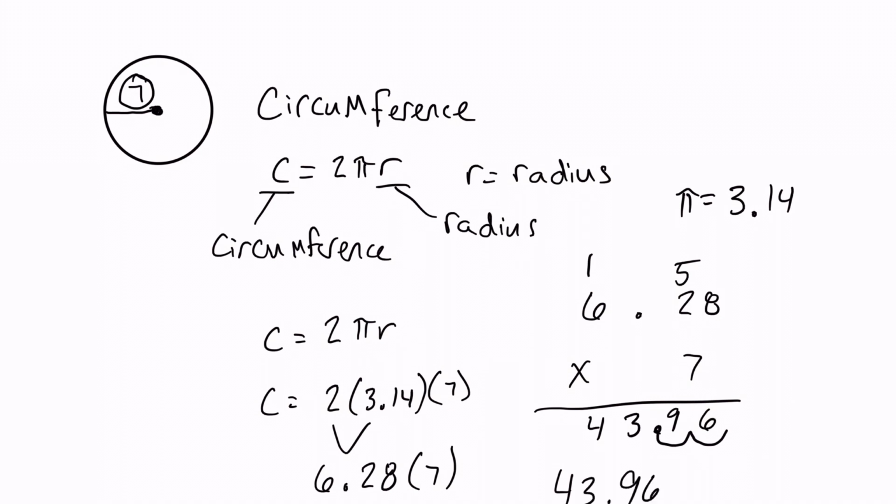43.96. Now there was no unit of measurement in this situation. Let's go ahead and add on some inches. If this was 7 inches, we would say that our circumference is equal to 43.96 inches. And that is how we find the circumference given the radius.